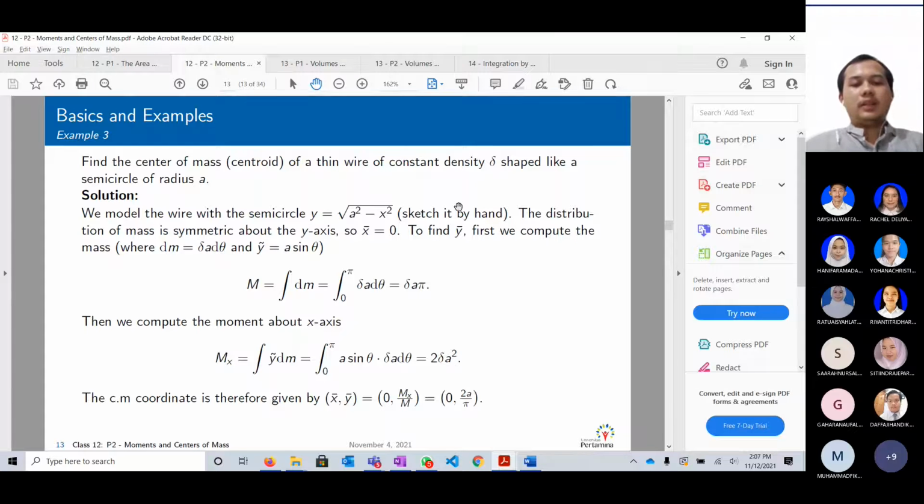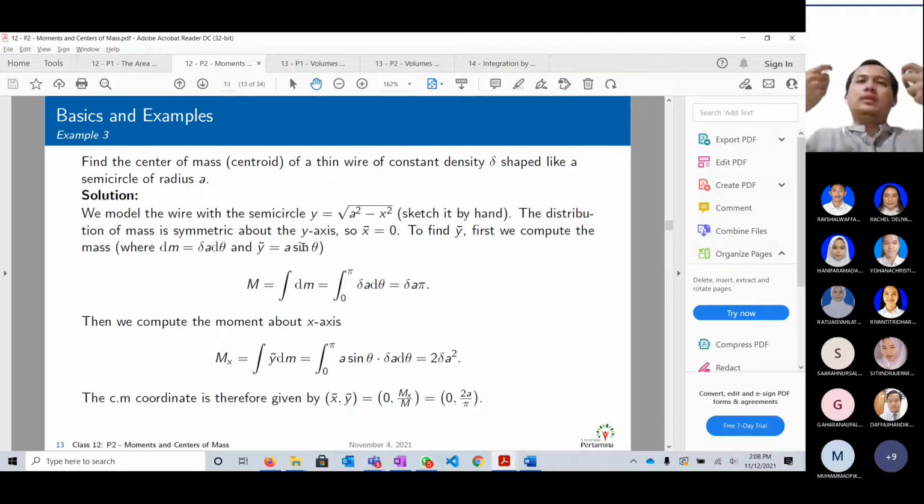So basically a semicircle can be written as this equation: y equals square root of a squared minus x squared. In this case we have a semicircle with the radius a. And in this case, the distribution of mass is symmetric about the y-axis.